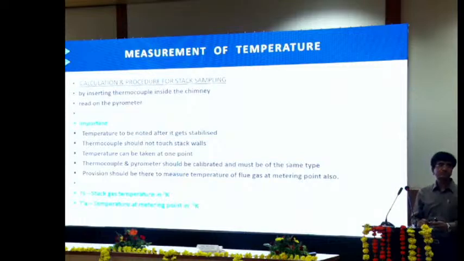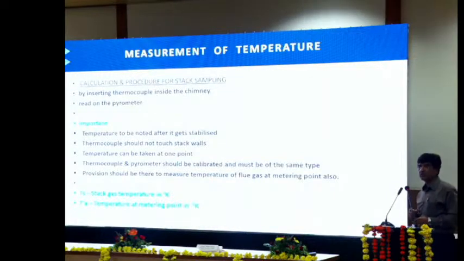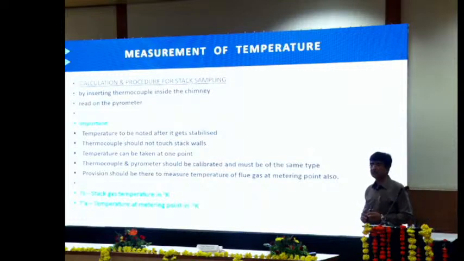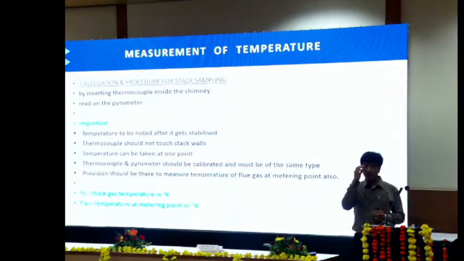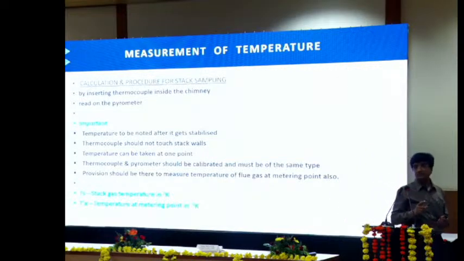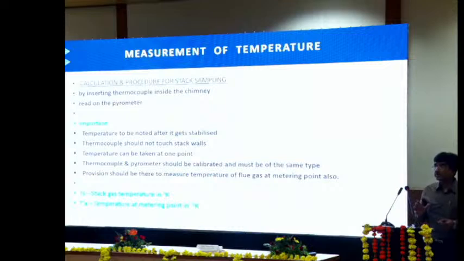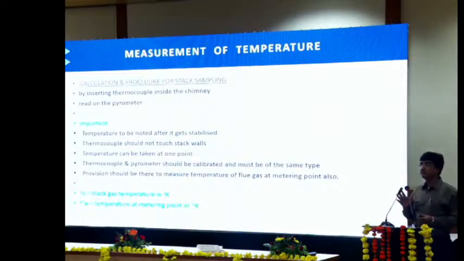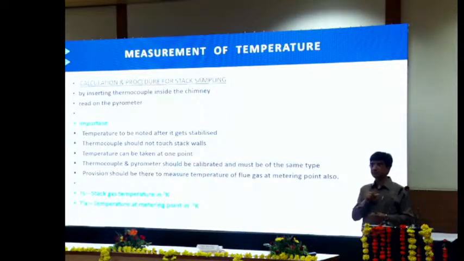Why is it required? For stack calculation? Where? For the correction. See, what are the values being reported for thermal plants? How much are the limits? How much is the value today? 50 units, 50 milligrams per normal meter cube. What about the ambient air? 100 microgram per meter cube. So what is the difference in the units?